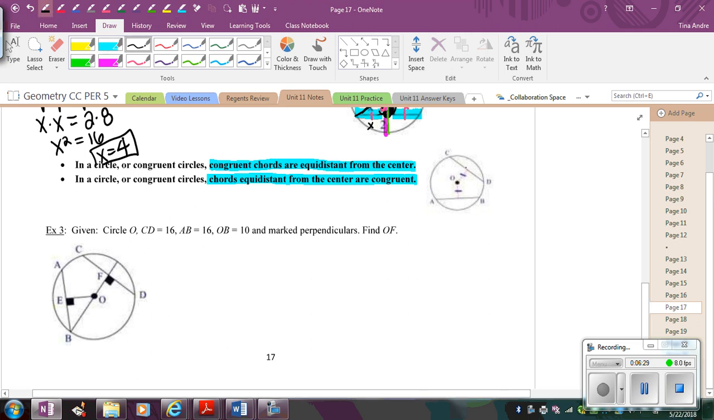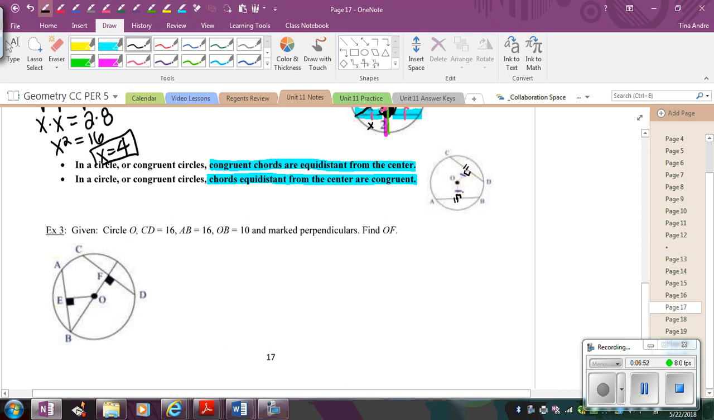One thing I do want to mention though, so if these two chords are congruent, notice this distance right here is congruent. It has to be the perpendicular distance. So when we measure distance from a point to a line, we're always measuring that perpendicular distance. So when we talk about the congruent distance or the equidistant part, it's always the segment that's perpendicular to that chord.